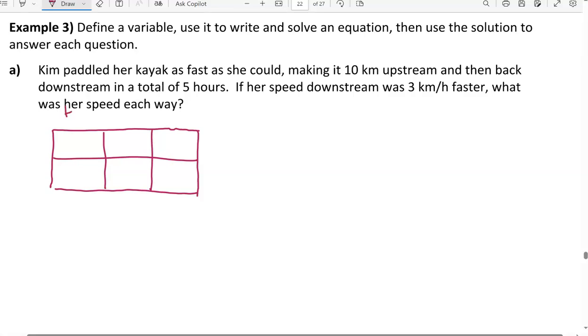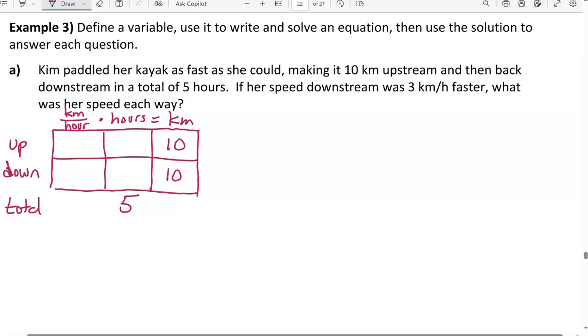we have our kilometers per hour, that's the units of our rate, and if we multiply that by hours, we get kilometers. And we also have Kim going upstream and then back downstream. Her upstream trip was a distance of 10 kilometers, and then back downstream, so that implies she went the same distance. And there's a total of 5 hours. Now they talk about total here, so let's put a total row here. The total is 5 hours, so I'm going to put that beneath the hours column.